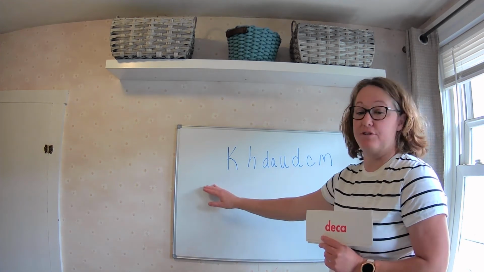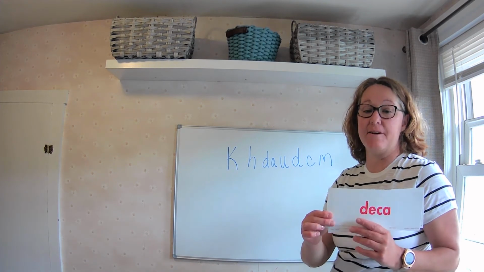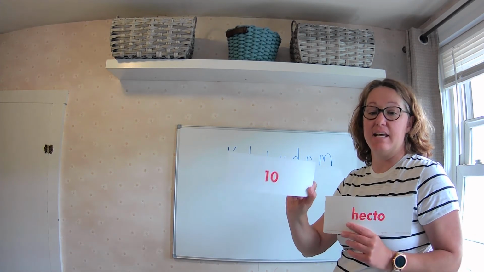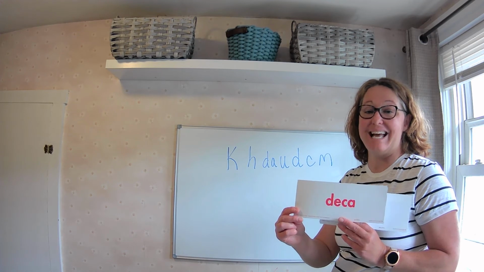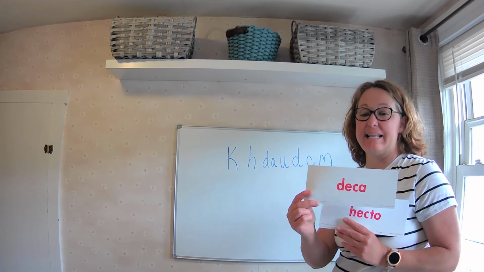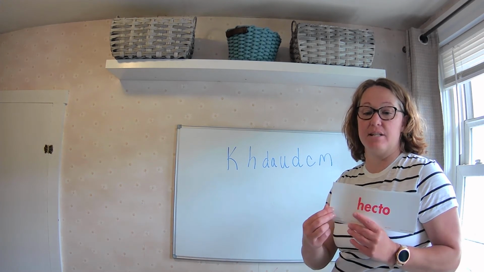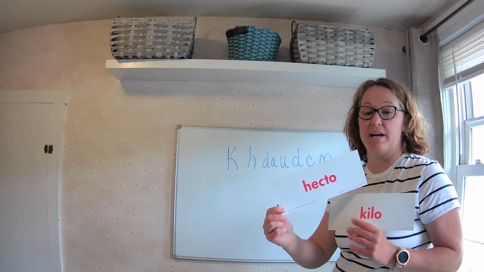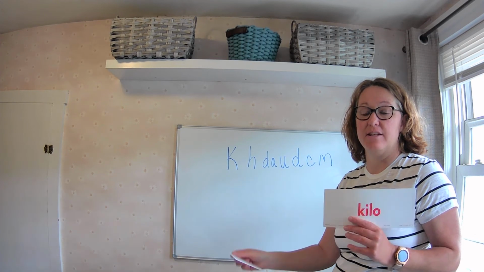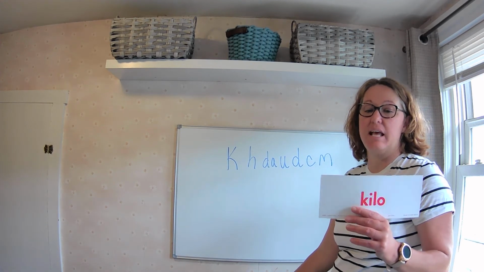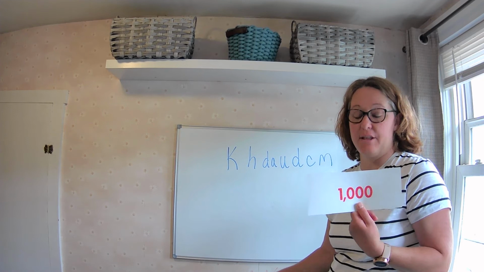Now to the left of the unit we have whole numbers. We have deca. Deca stands for 10. Again, when we get to time, you'll see the word decade means 10 years because deca, the prefix, means 10. We have hecto. Hecto means 100. Then you have kilo, the largest measurement, and kilo stands for 1,000.